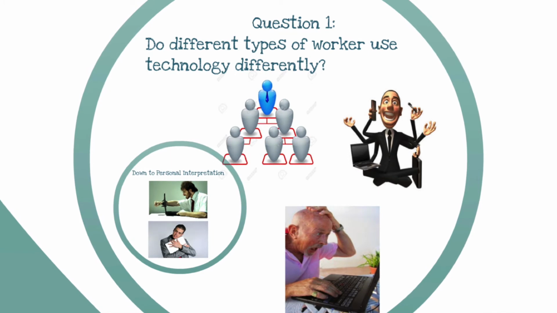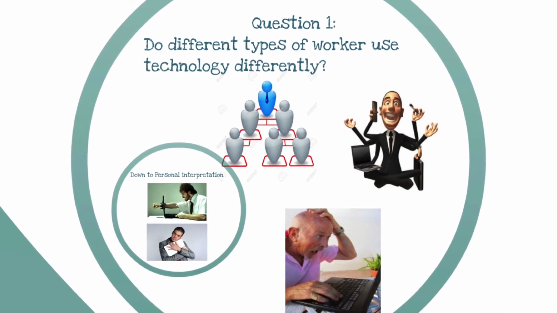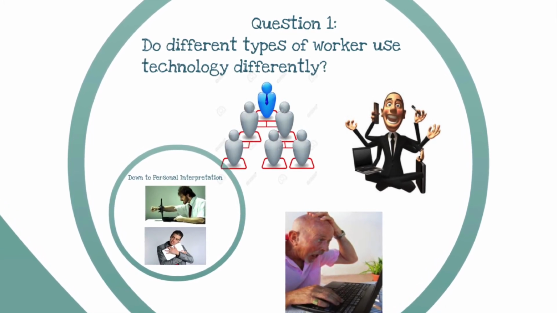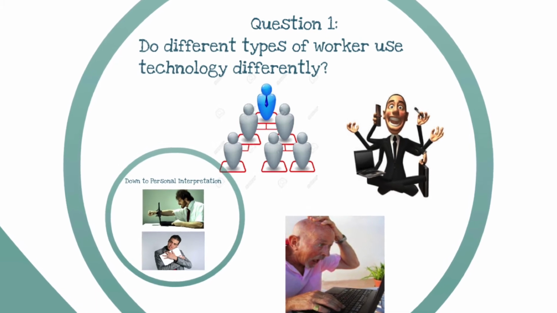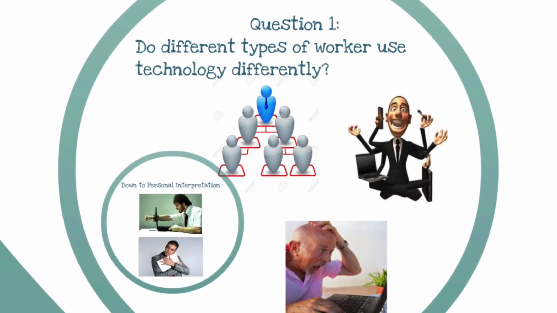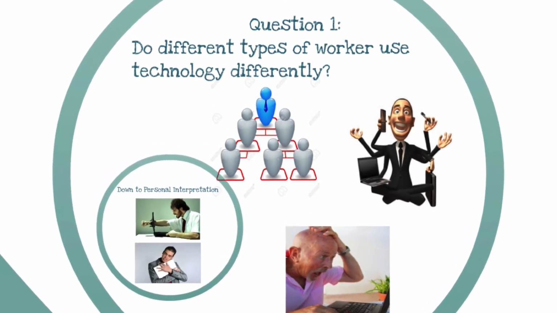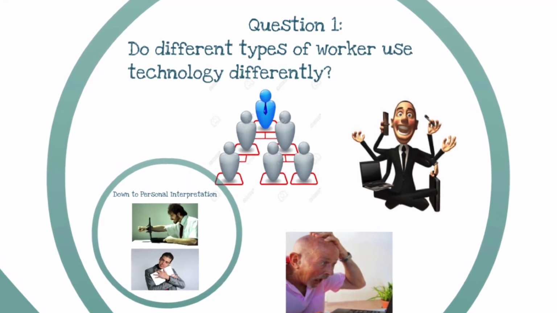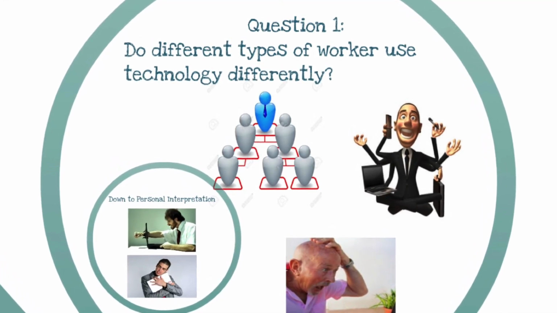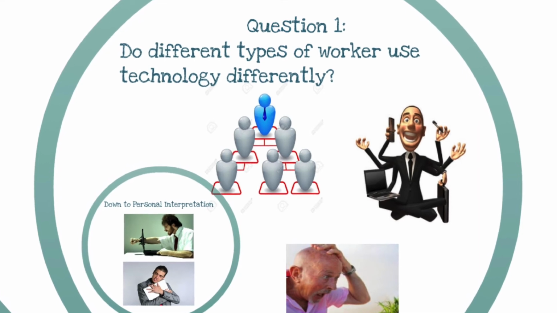So, do different types of workers use technology differently? Across most organisations, technology is used differently by different departments and functions. It is also clear that different job roles require different uses of technology. Line managers or supervisors would obviously be using alternative technology to those workers on the factory or shop floor.